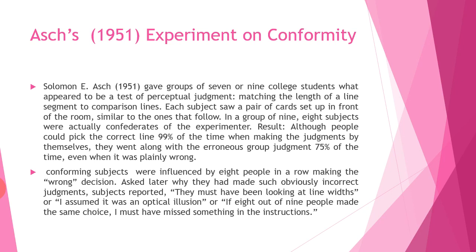the eight subjects who were the real confederates of the experimenter responded incorrectly, and the conforming subjects did not fool themselves into thinking the wrong line was equal to the standard line. They could see the difference also. Actually, they were influenced by the 8 people in a row making the wrong decision. The conforming subjects were later asked why they had made such obviously incorrect judgments. They said they must have been looking at line widths, or assumed it was an optical illusion, or that if 8 out of 9 people made the same choice, they must have missed something in the instructions. So Asch obtained the conformity effect through this experiment.